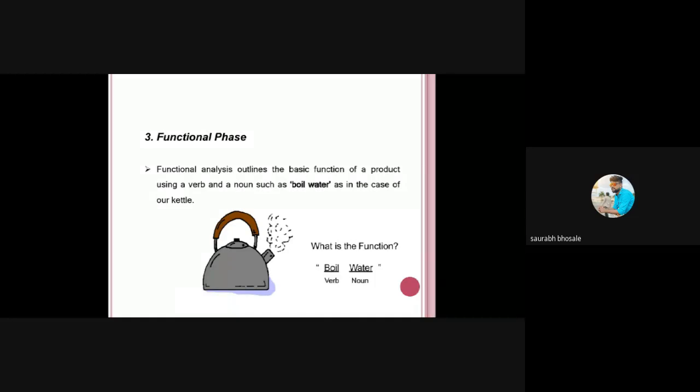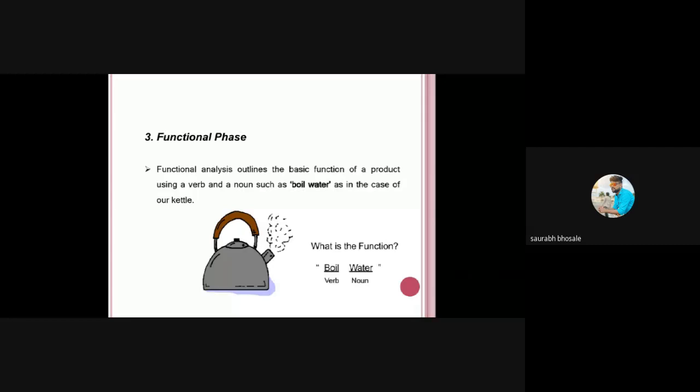Whose function is it? It is the function of the kettle. So that is the function of a kettle. In such a manner, we have to prepare the verb noun description of a function. Getting everyone how to find out the functions of a product?